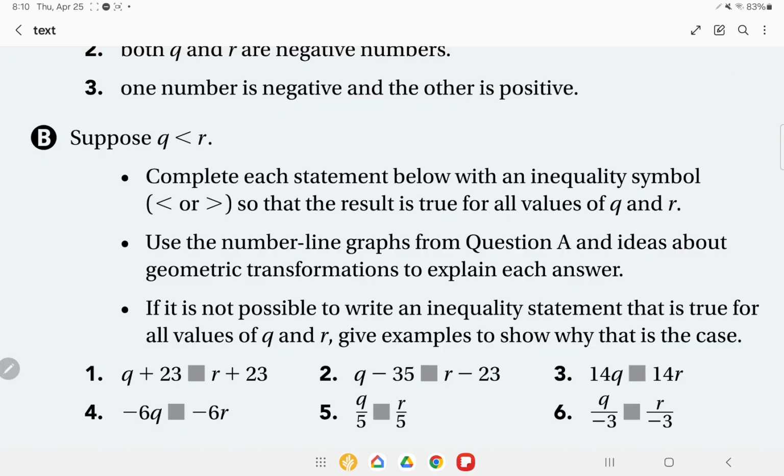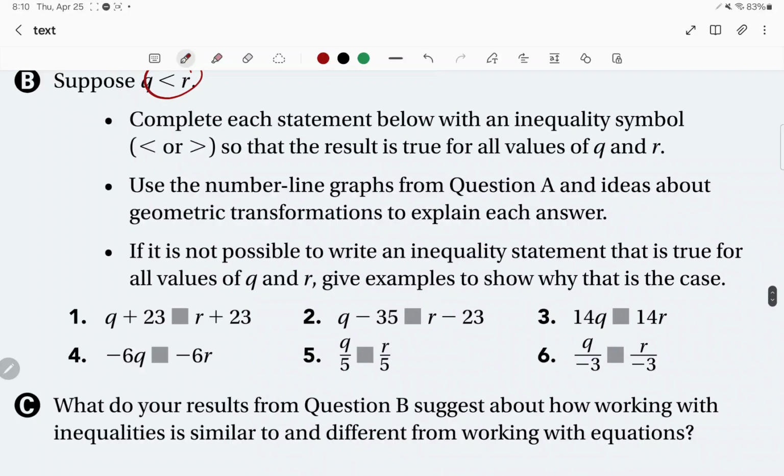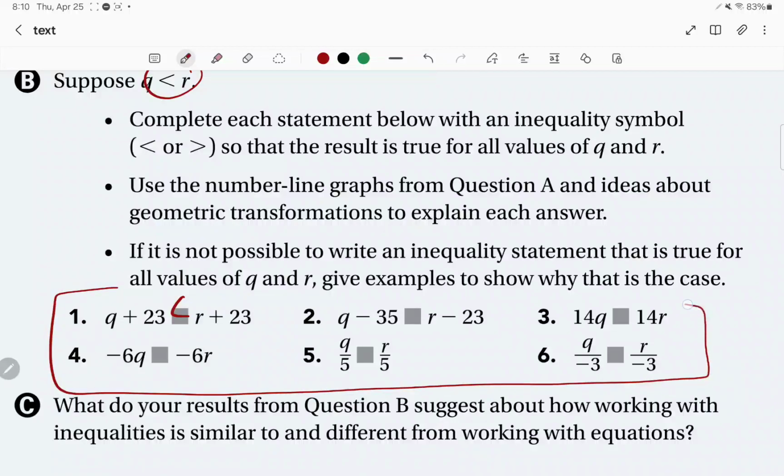And let's take a look at B. It says again, suppose that Q is less than R. So Q is still less than R. And so on this, what you're doing is you're completing each statement. You're putting in a greater than or less than symbol in there for each one of these to make it true. All right, so go ahead and copy each one of these in your notes, and then go ahead and put a greater than or less than sign in there.